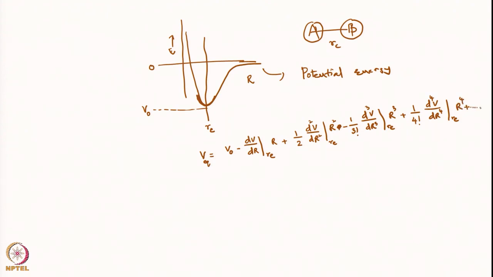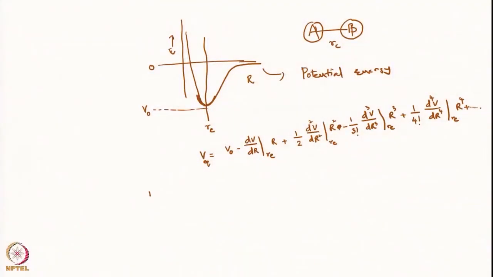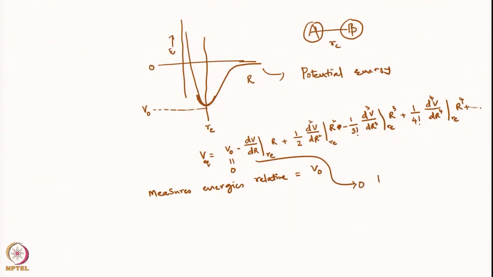Now, one can always measure energies with respect to some value, and if that value is V0, so measure energies relative to V0. That means if I measure energies relative to V0, I can equate this to be 0. Now, the second thing is dV by dr. We are at the bottom of the potential. So, when you are at the bottom of the potential, the first derivative will go to 0, because it is the bottom of the potential, or the same as the minimum energy in the potential.